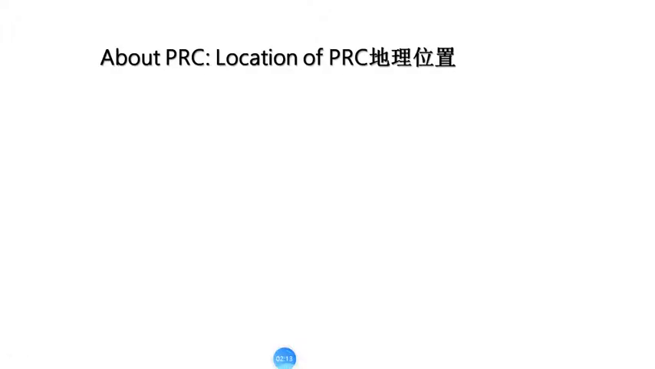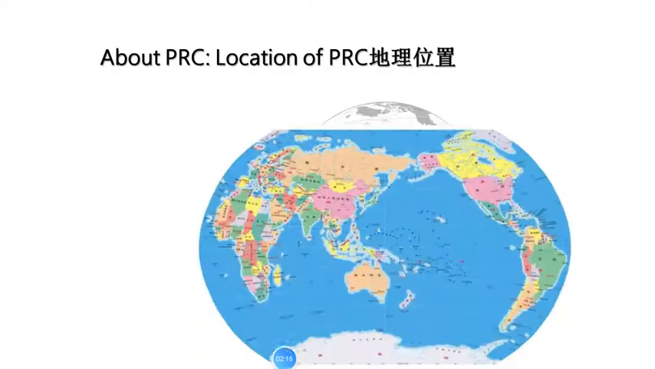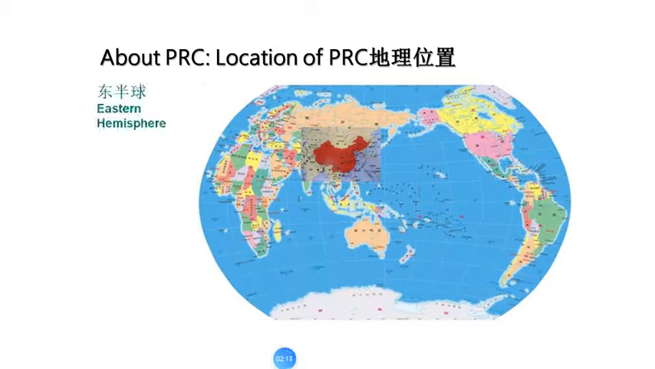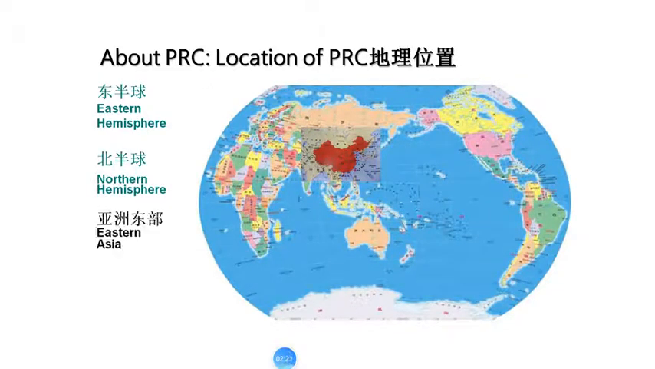Location of PRC. In Eastern Hemisphere, in Northern Hemisphere, in Eastern Asia, along the west coast of the Pacific Ocean.